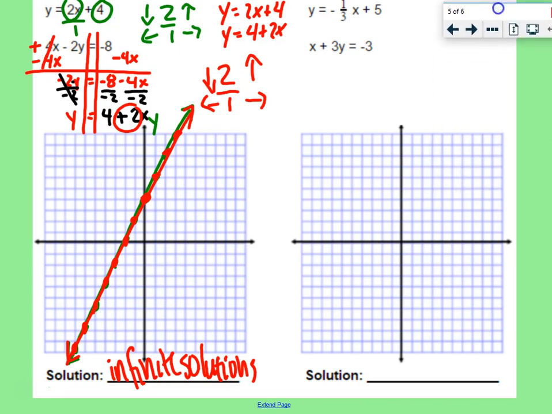Lastly, we have two equations, y equals negative 1/3 x plus 5. So we start at that plus 5. That's our y-intercept. We go up to 5. Slope is negative 1/3, so we go down 1, right 3, or up 1, left 3. Again, we want to go and get as many points on our graph as possible.